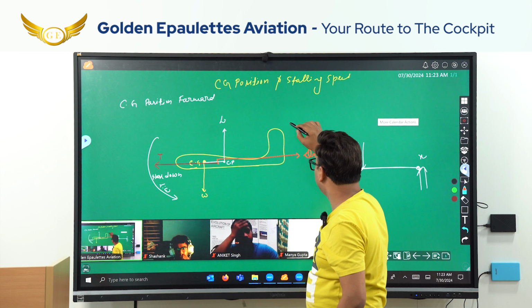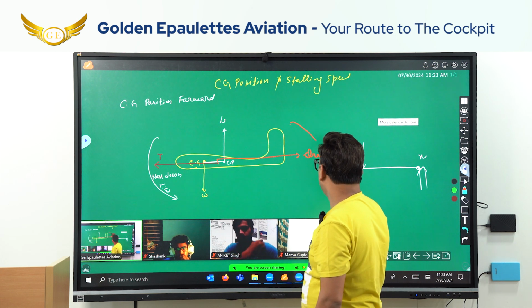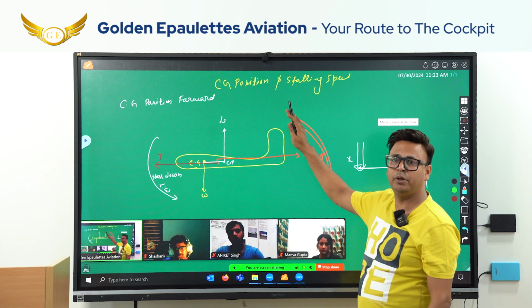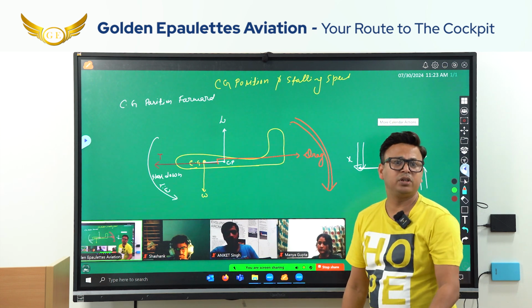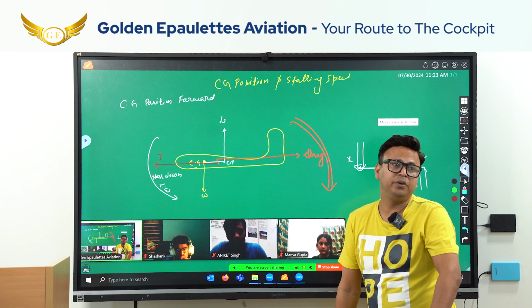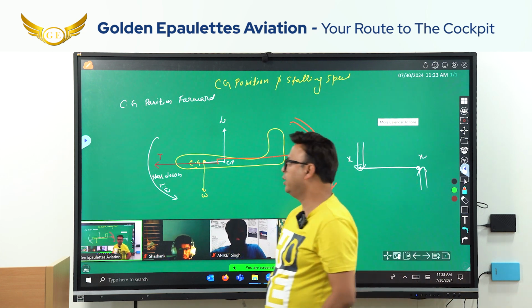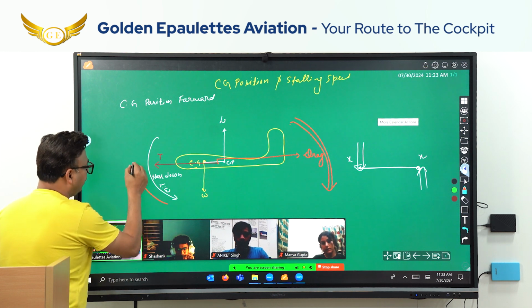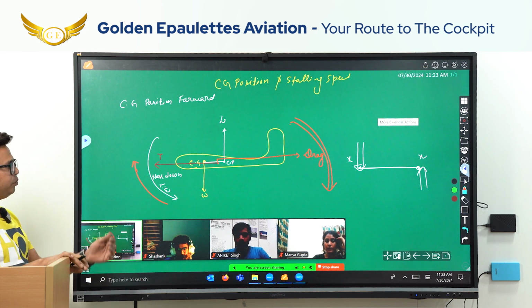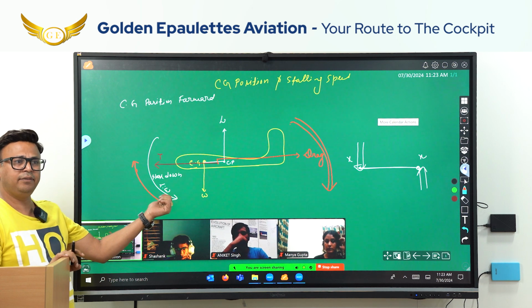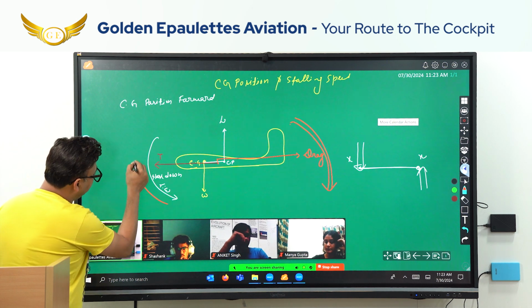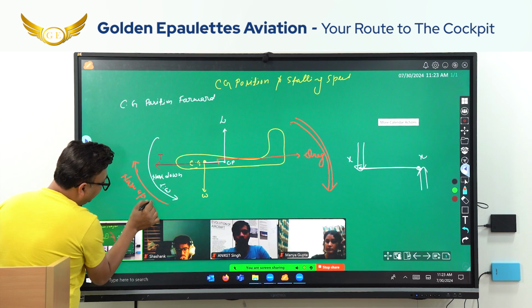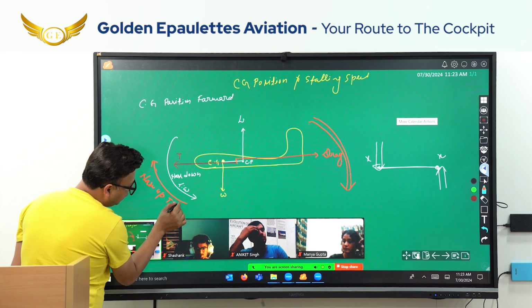If this tries to push the tail down, what would be the pitching moment? The pitching moment would be nose up. So the thrust and drag couple produces a nose up pitching moment. Now this will compensate for the nose down pitching moment produced by the lift and weight couple. So this is producing a nose up pitching moment, by the thrust and drag couple.